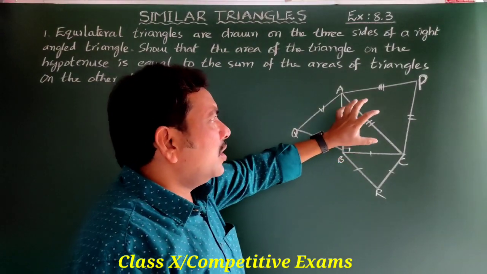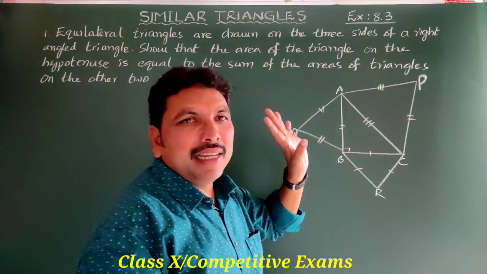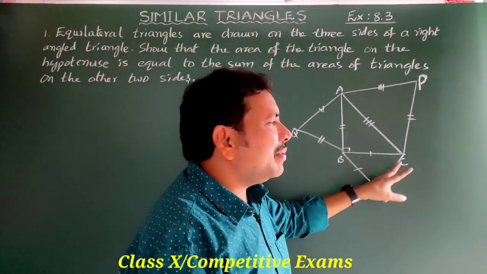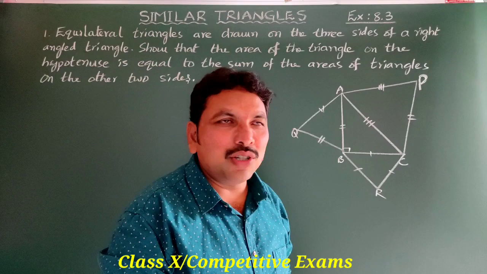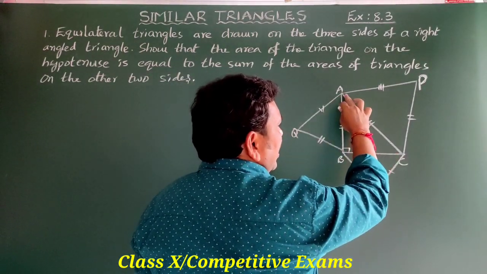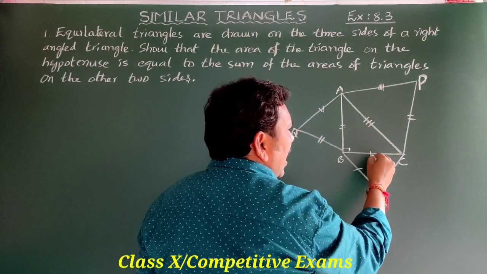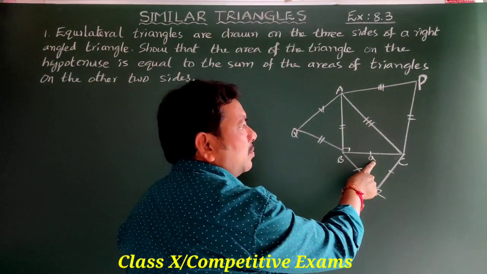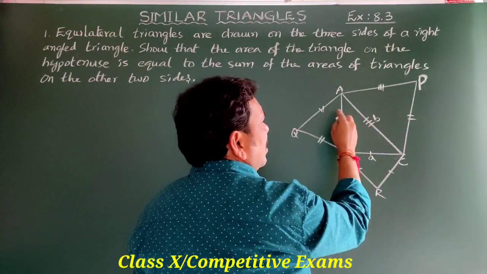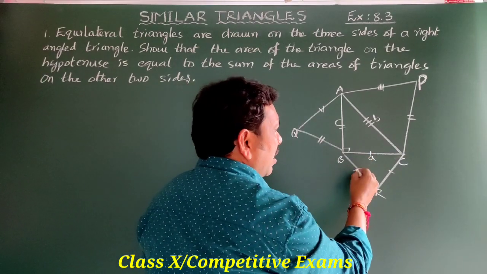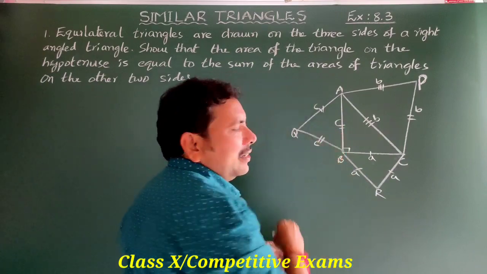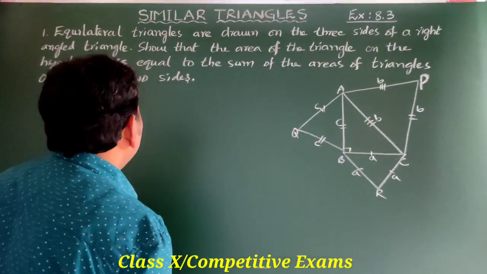So what we have to show? Area of triangle APC is equal to area of triangle AQB plus area of triangle BRC. Let us show. This is triangle ABC, a right angle triangle. This side BC will be small a. This will be small b, and its opposite is small c. So A means it is also A, it is B, and here this is C. Let us prove.